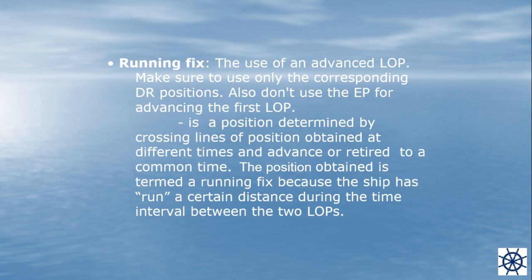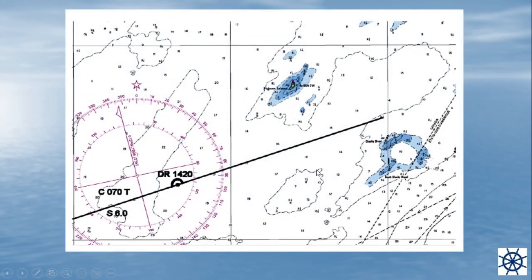A running fix is a position determined by crossing lines of position obtained at different times, and advanced or retired to a common time. The position obtained is termed a running fix because the ship has run a certain distance during the time interval between the two lines of position. So there is a run, remember. That's why the term running fix came from the root word run. Okay, here is an example.